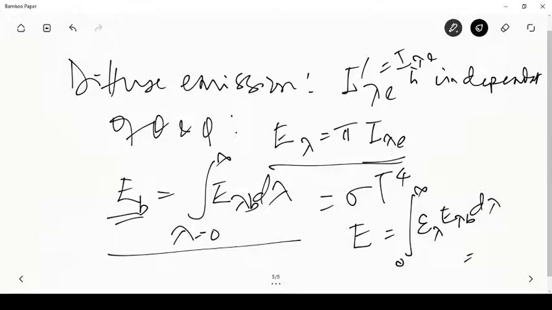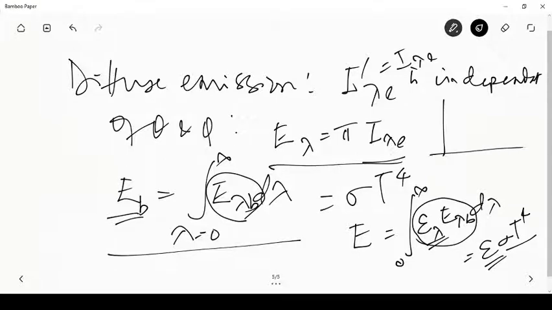So this will be equal to epsilon times sigma t to the power of 4, where this epsilon is defined using this expression. So basically it is integral of epsilon lambda E lambda b d lambda divided by sigma t to the power of 4 will give me the value of epsilon, which is the averaged value of emissivity epsilon over the surface. If a surface has this E lambda, which is epsilon lambda E lambda b, this epsilon lambda, if it is independent of lambda, that is, it has the same value at all lambda.